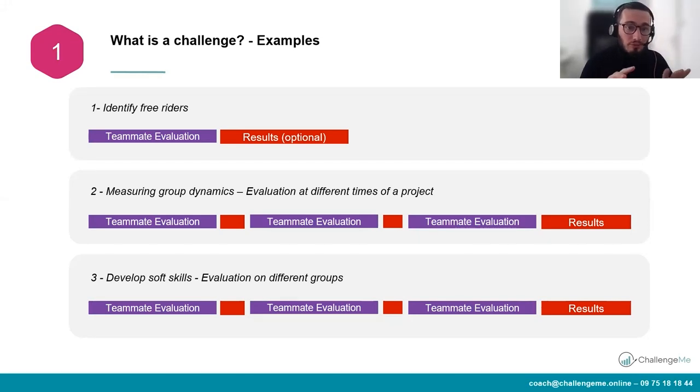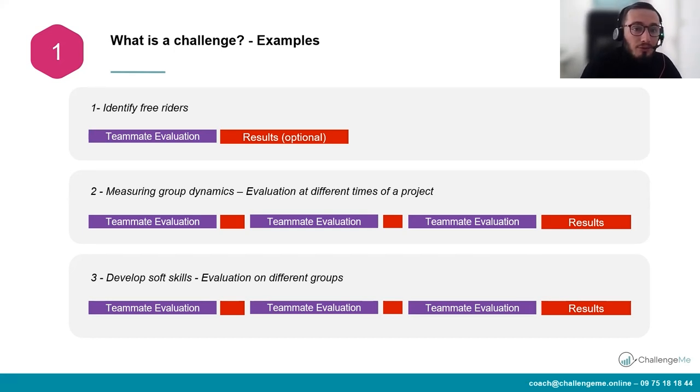So for the first use case, it will be really easy to use for the students because they will only have one phase. So they will have to rate each other, and at the end, the teacher will be able to see the score for each of the students and then identify the free rider.